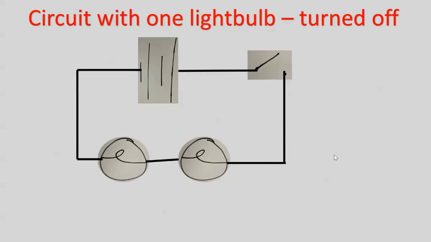With two light bulbs and the switch open, it looks like that. Two light bulbs and the switch closed, meaning the electricity is on, it looks like that.